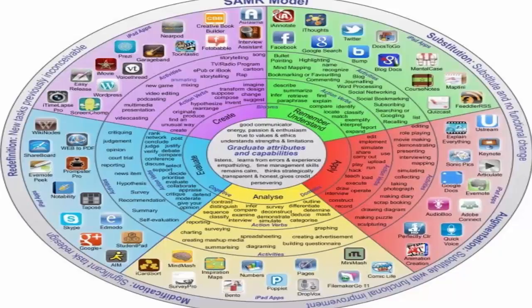Here we've got the graduate attributes and capability. A teacher is a good communicator, energetic, passionate, enthusiastic, with values and ethics, understands their own strengths and limitations, listens, learns from errors and experience, empathises. And around the teacher are 6 processes. Okay, when we look at them, we've got Bloom's cognitive domain. We've got each of the phases of exploration.